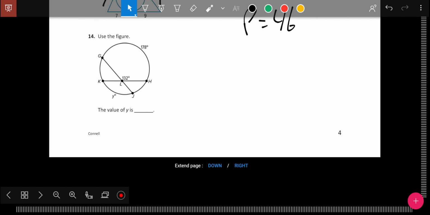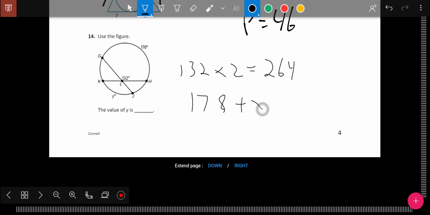Here, it's inside the circle. The angle's inside. So I have to remember rules for angles. On the circle, half the arc. Inside, my angle is half the arcs added. Now I know what the angle is. It's 132. So I'm not trying to find the angle. So instead of adding the arcs and dividing by 2 to find the angle, I'm going to do the reverse. I'm going to multiply by 2. And so the first thing I'm going to do is 132 times 2 is 264. And so 178 plus x equals 264.